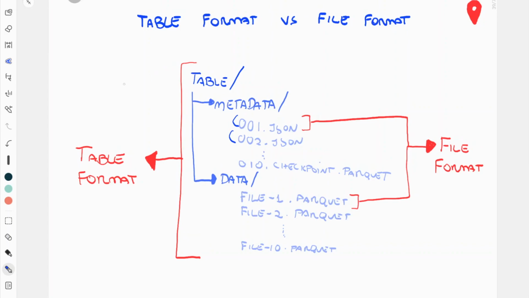And here you have the main difference between a table format and a file format. If it wasn't very clear yet, I hope this makes it clearer. The table format has it all: the metadata and the data. The file format is each one of these files. So here you have two kinds of file formats, JSON and Parquet, but each one of them is a file format.